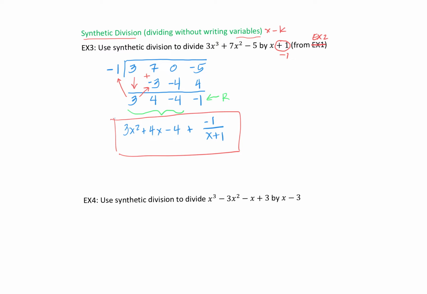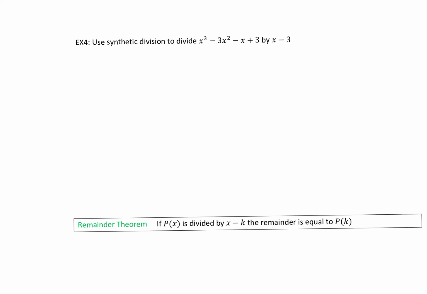Let's try this again in example 4. We're going to use synthetic division to divide x to the third minus 3x squared minus x plus 3 by x minus 3.